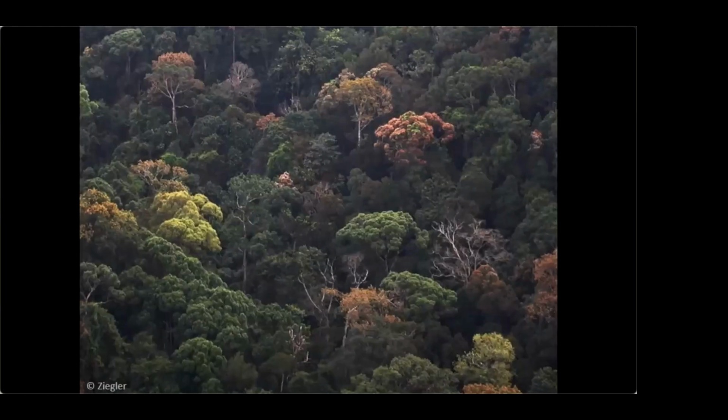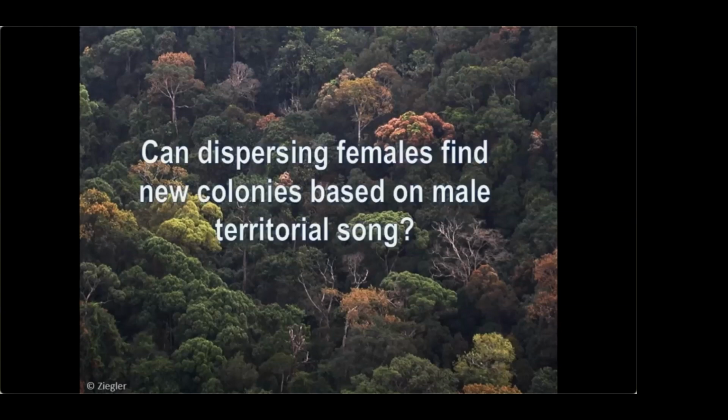The question behind all this is: how do young females that need to disperse from their natal colony and find a new colony somewhere else to settle in for the rest of their lives actually find this colony in a tropical rainforest in which potentially every other tree could be a suitable roosting tree? We thought, well, maybe these territorial songs are really loud. They're fairly low frequency for a bat vocalization, going as low as 7 kilohertz, so they're audible over quite a distance. Maybe dispersing females can actually use these territorial songs to find new colonies.